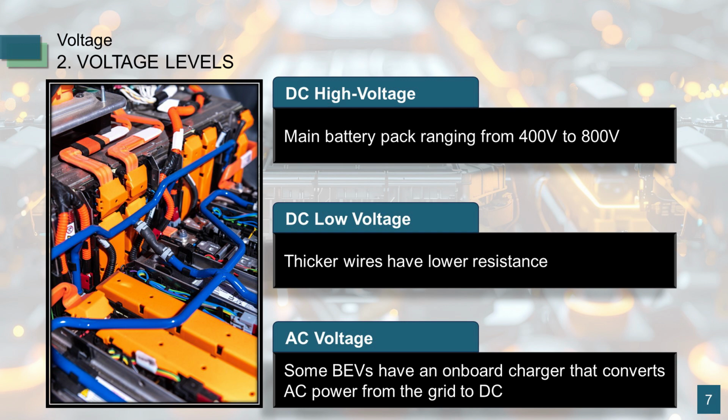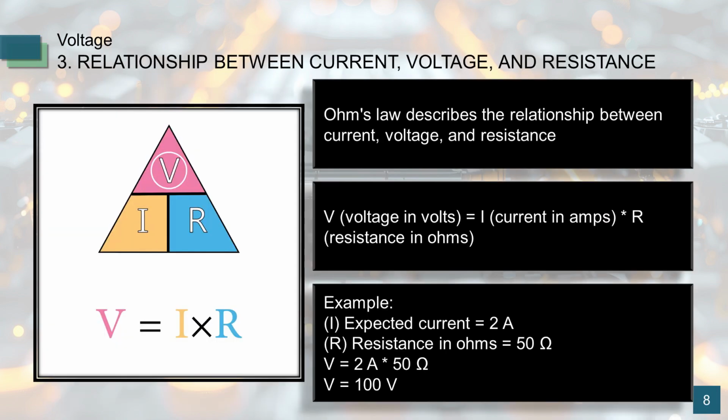AC voltage. Some battery electric vehicles employ an onboard charger that converts AC power from the grid to DC for battery charging. The AC voltage level depends on the region and electrical service. The relationship between voltage, V, current, I, and resistance, R, in an electrical circuit is governed by Ohm's law, expressed by the formula V equals I times R. This law essentially states that the voltage across a conductor is directly proportional to the current flowing through it and inversely proportional to the resistance it offers.